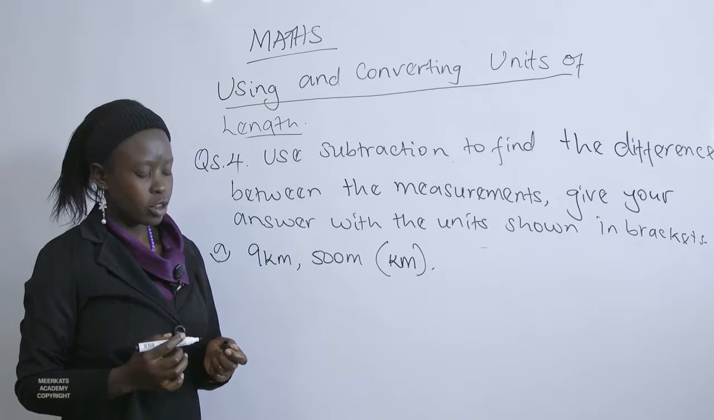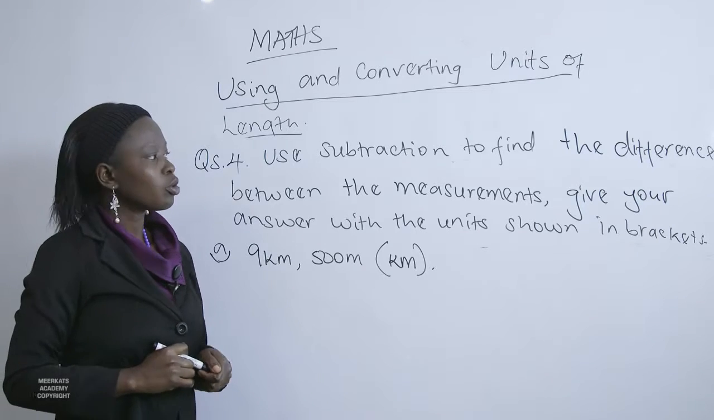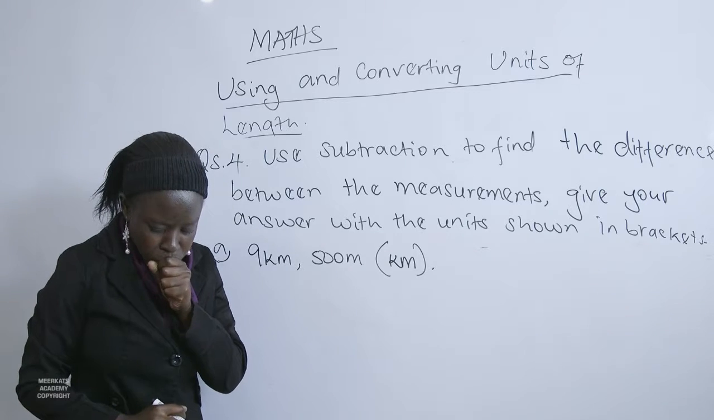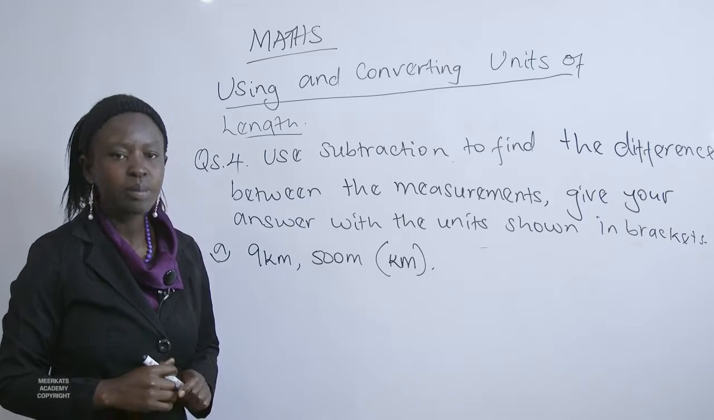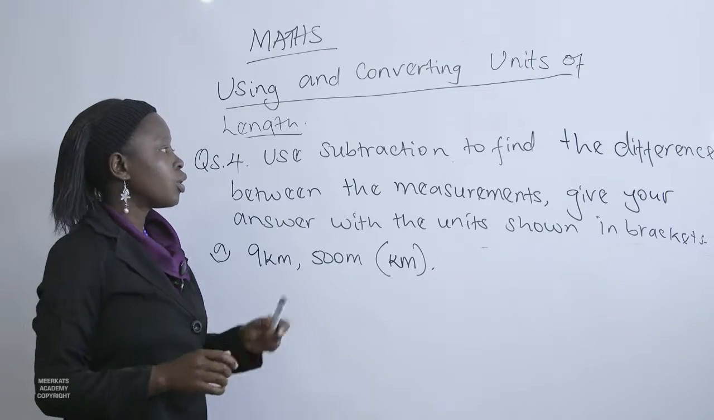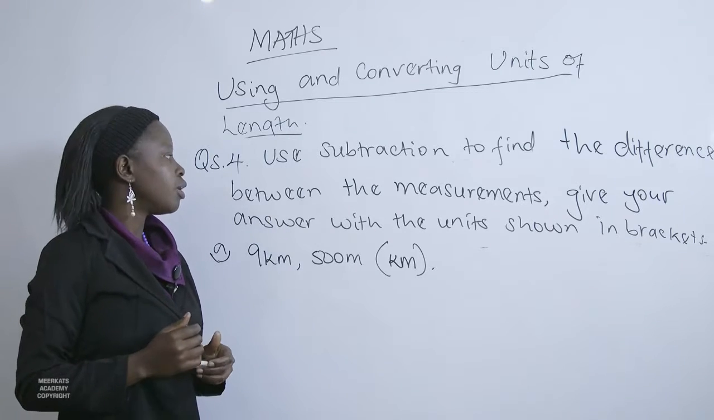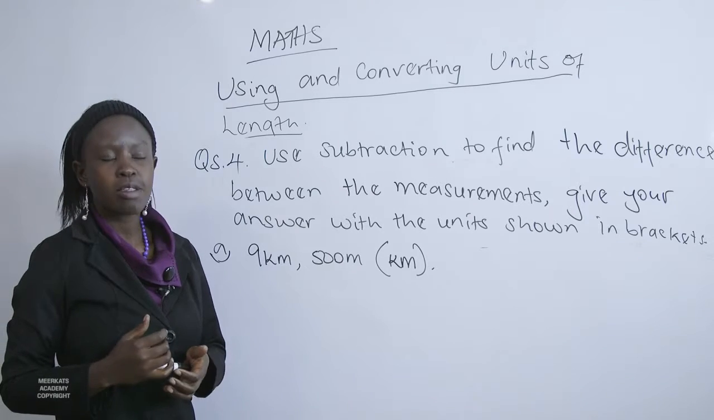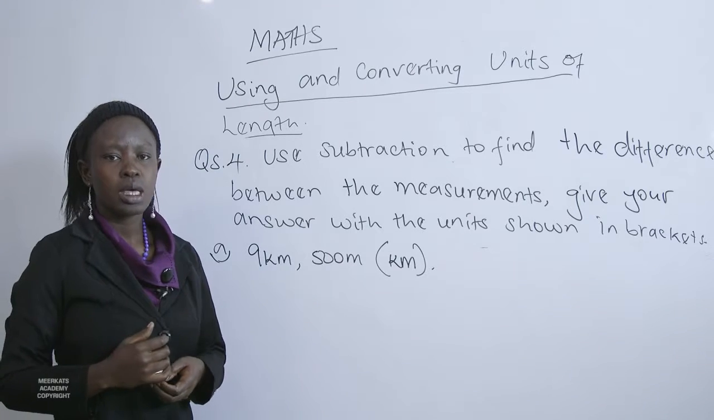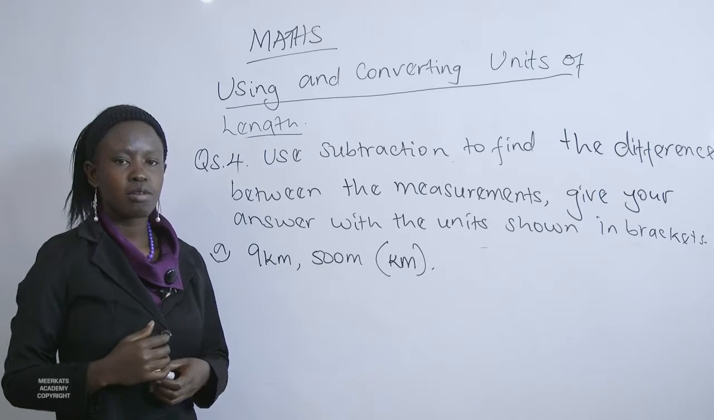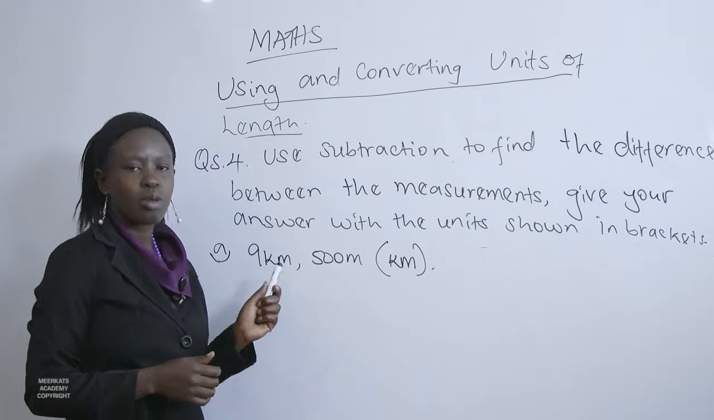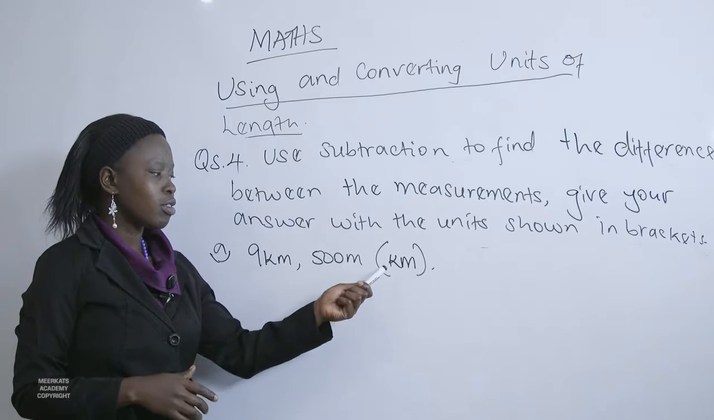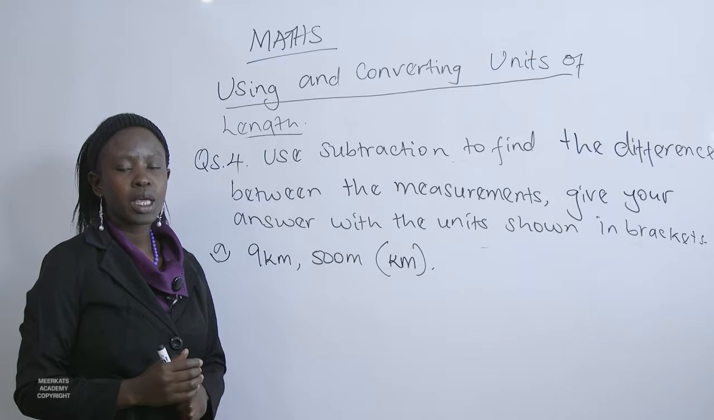So we are now moving on from addition to subtraction. The question is, use subtraction to find the difference between the measurements and give your answer in the units shown in brackets. So we have the measurements given. The first one, we have 9 kilometers and 500 meters, and our answer is required in kilometers.